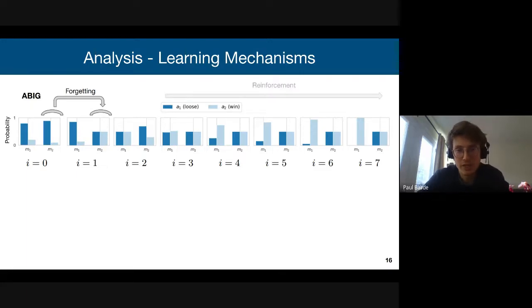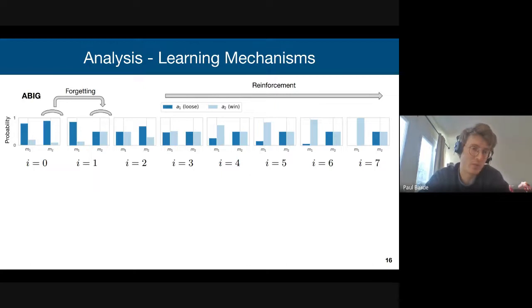And we have another mechanism that once a favorable association is made between message and action, then it's going to be reinforced throughout the learning. So we have these two really interesting mechanisms: one enables the pair to forget associations between messages and bad actions, and another one enables the pair to reinforce associations between messages and good actions.